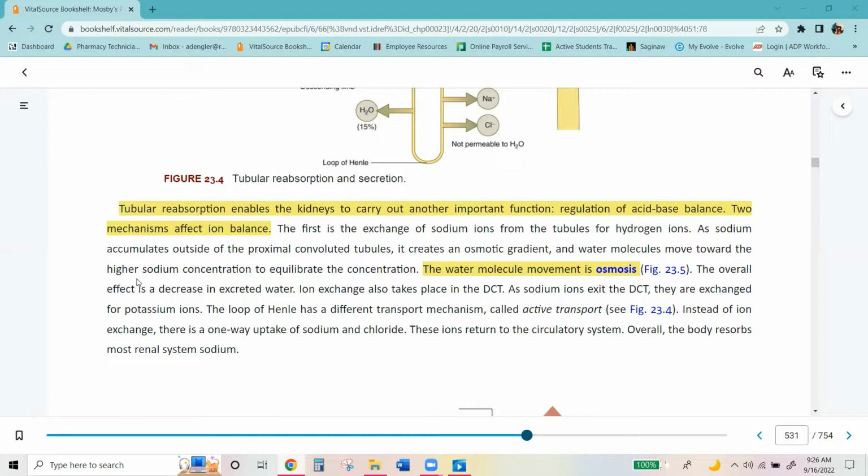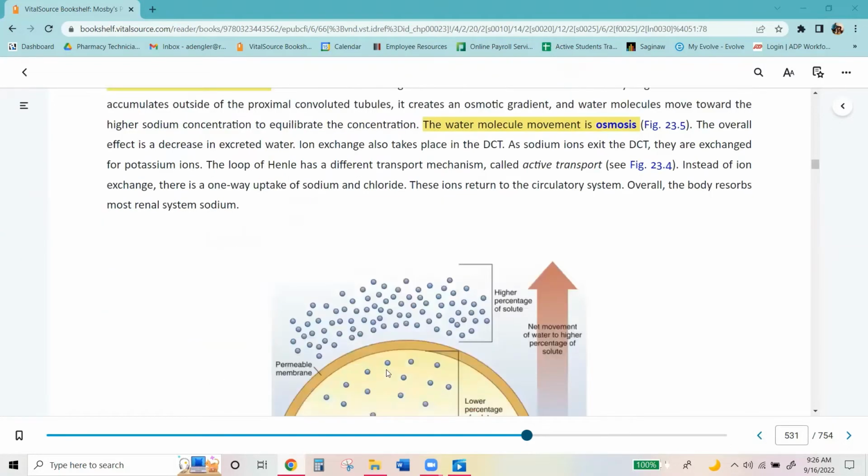The loop of Henle has a different transportation mechanism called active transport. Instead of ion exchange, there is a one-way uptake of sodium and chloride. These ions return to the circulatory system, and overall the body reabsorbs most renal system sodium.